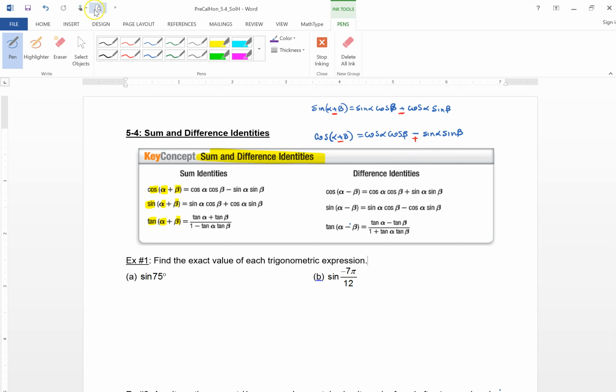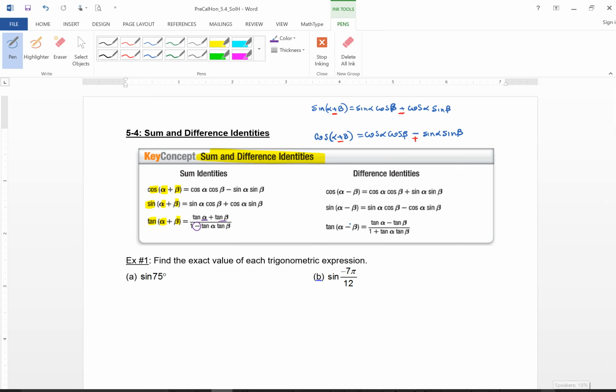Okay, for the tangent, again, it's pretty simple. So you have tangent of alpha plus beta. It's tangent alpha plus tangent beta. Here you have a switch of the sign. Okay, so it's 1 minus tangent alpha tangent beta.